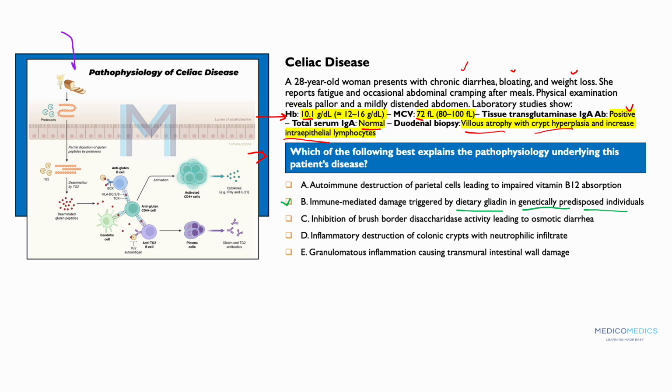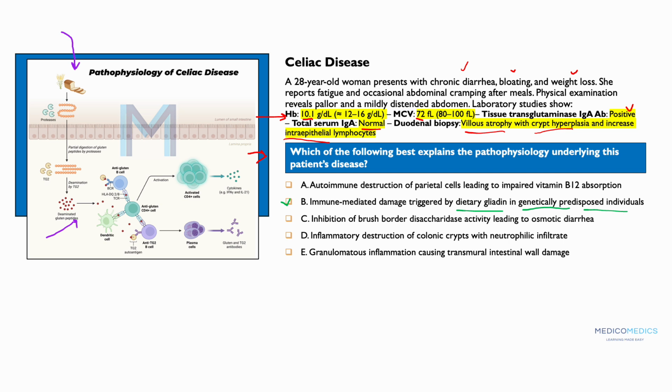Now you can see the pathophysiology in this illustration. You can also check our dedicated lecture on celiac disease in our pathology series. But what happens then is the deamidated gliadin is presented by antigen-presenting cells on HLA-DQ2 and 8 molecules, leading to the activation of CD4 T helper cells. These release inflammatory cytokines. And this is the process that leads to villus atrophy, crypt hyperplasia, increased intraepithelial lymphocytes, etc.